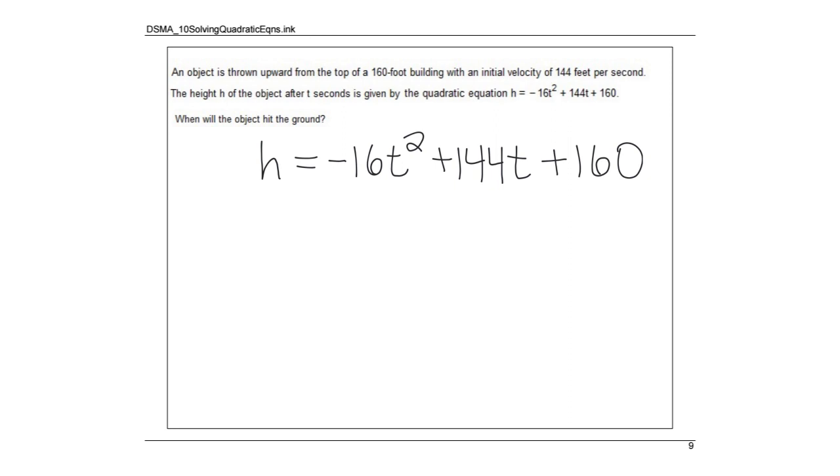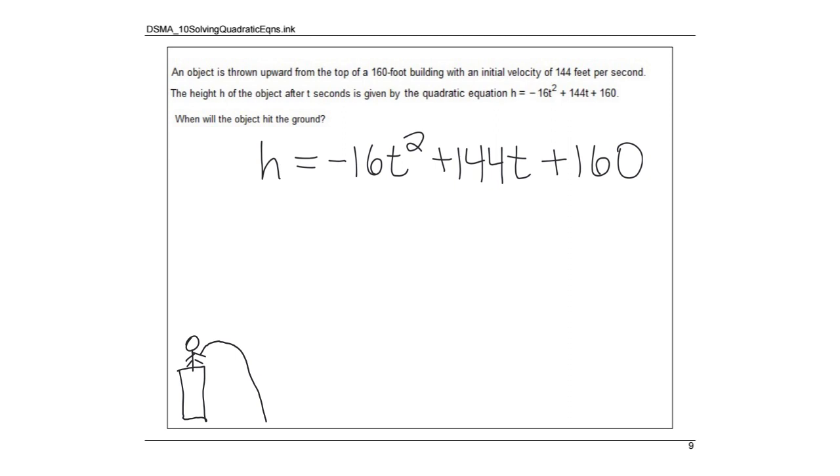So basically what happens here is somebody's on top of a building, and they decide to throw something off the building. It goes up in the air first, and then it starts coming down. So this person's standing at 160 feet above the ground because they're standing up on a building, and the object is going to go up first and then come back down.